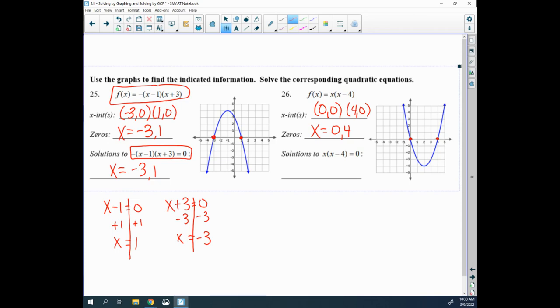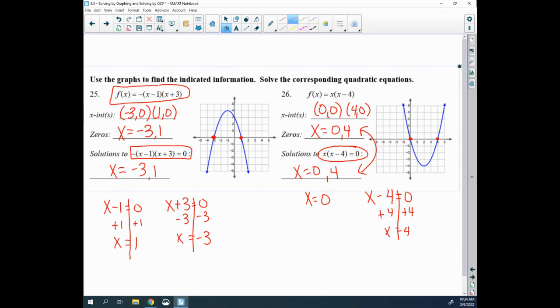Notice over here what happens if I try to solve this equation. Set each factor equal to 0. So x equals 0, that's solved. And over here we add 4. Well, voila, those also match, right?